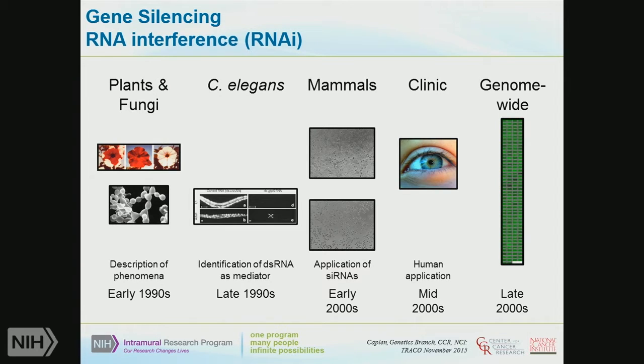I came into the picture in early 2000 with work establishing that if you took small versions of these double-stranded RNAs and introduced those into mammalian cells, you could induce the same effect through what we now know is, and I'll mention very briefly in a minute, a naturally occurring gene silencing mechanism.